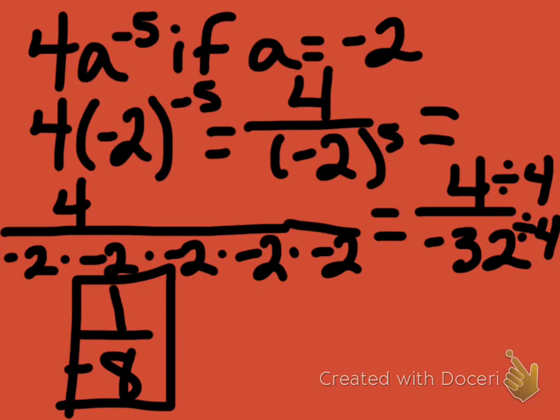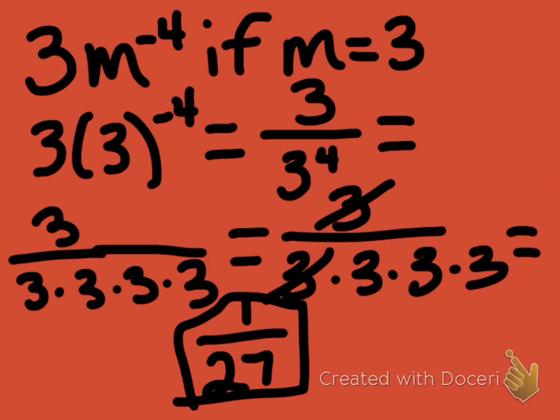Now remember, the negative can go outside of the entire problem, or it can go with the negative 8, or it can go with the 1 and make it negative 1. But we would only have one negative in the entire problem.